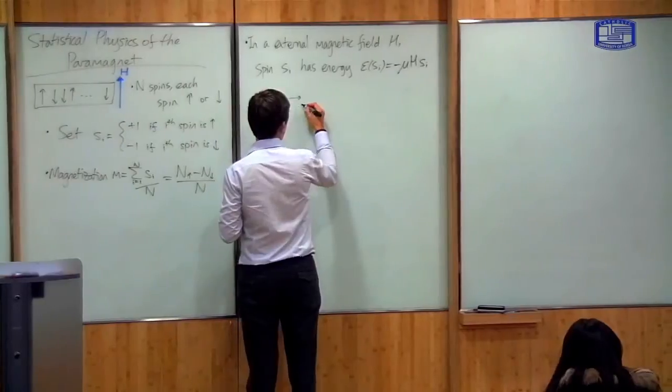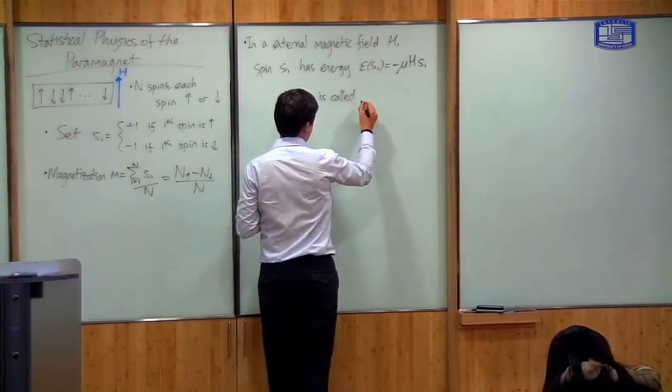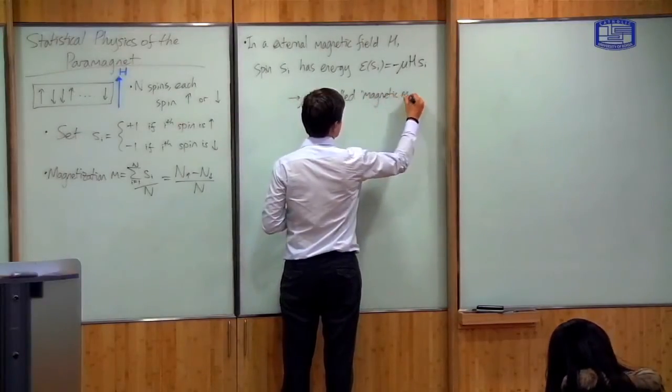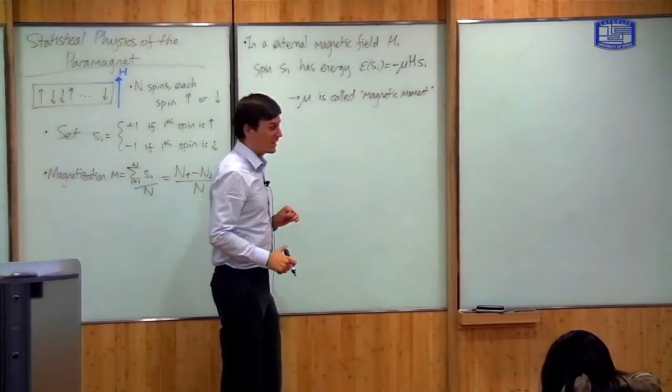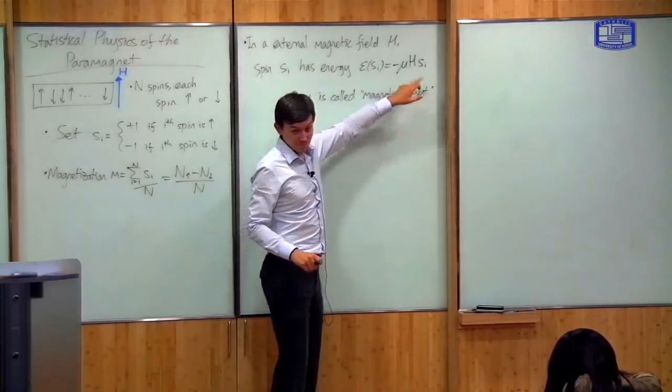Okay. So here, mu, this constant, is called the magnetic moment, which relates how the energy depends upon the magnetic field.